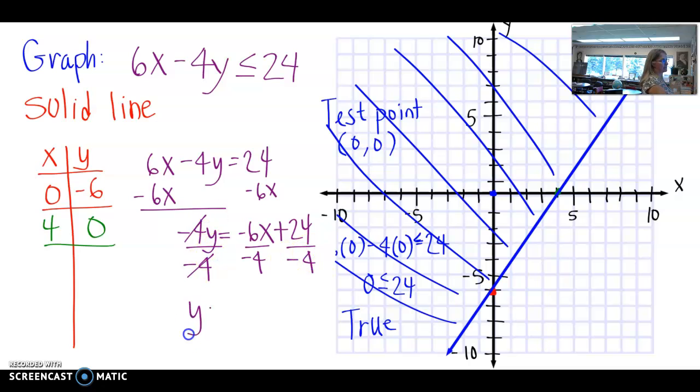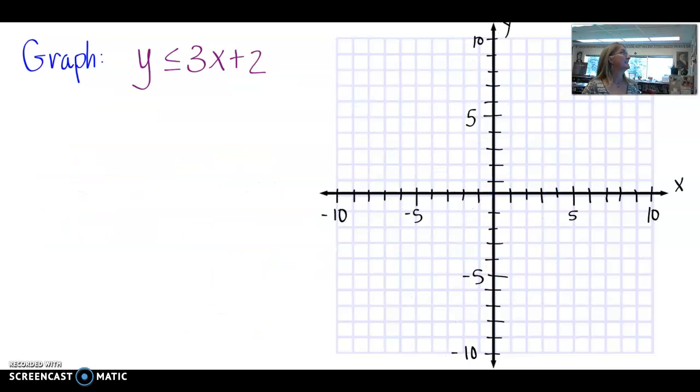So I get y equals negative 6 divided by negative 4, which is positive 3/2 x. And then 24 divided by negative 4 is minus 6. So if I graph this, the y-intercept is negative 6. The slope is up 3 and over 2. So I get that same line. So either way that you want to do it is fine. I think the x and y-intercepts, if you just practice that, will be the easiest. Now this problem right here is already in slope-intercept form, so don't do that.